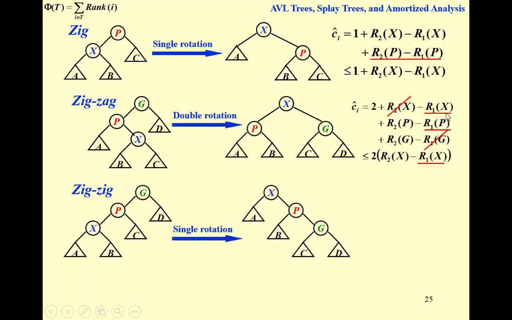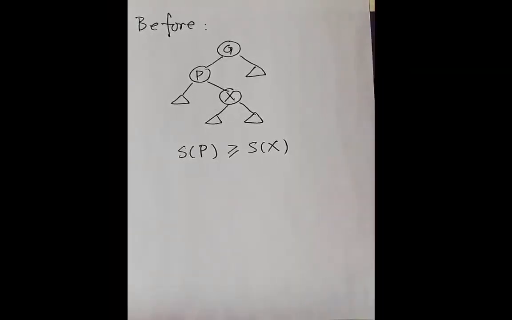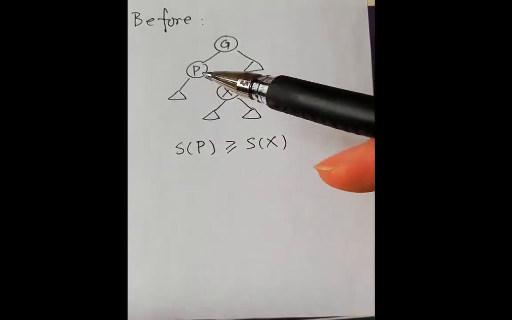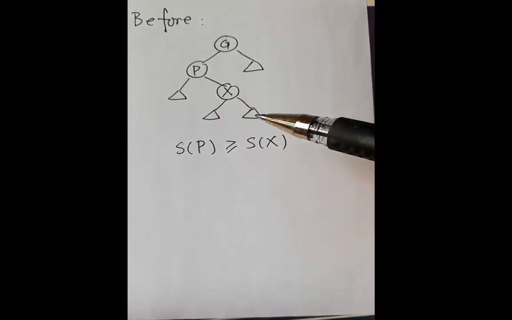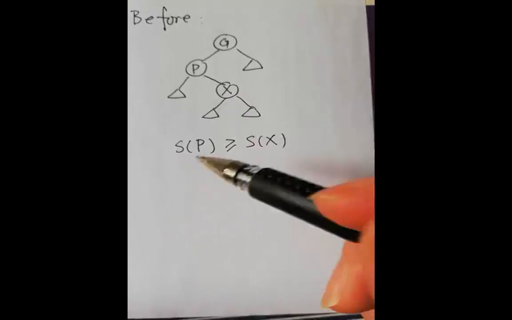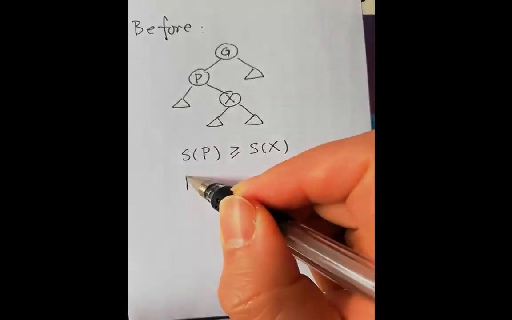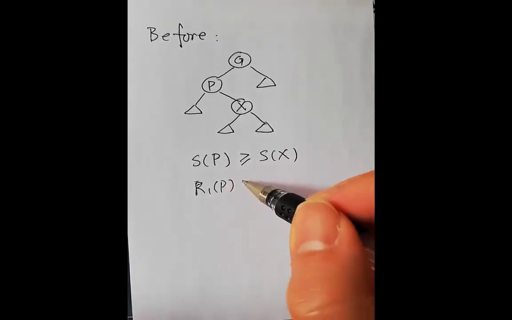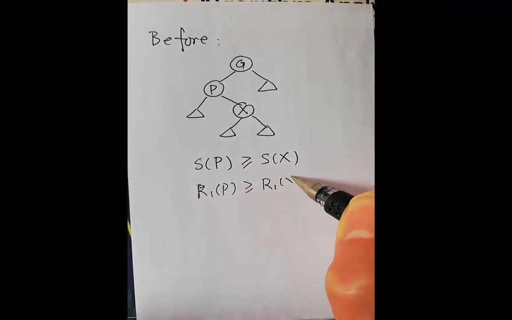And the next part will be, say, before the rotation, the rank of X plus the rank of P, and take an opposite, is less than or equal to 2 times the negative of the rank of X. Now let's first check out the tree before the rotation. According to this figure, obviously you can see that the size of this tree is greater than or equal to the size of its subtree. And therefore, we take log to both sides. We have that the rank, since it's before the rotation, so that's rank 1. So rank 1 of P must be greater than or equal to the rank of X.